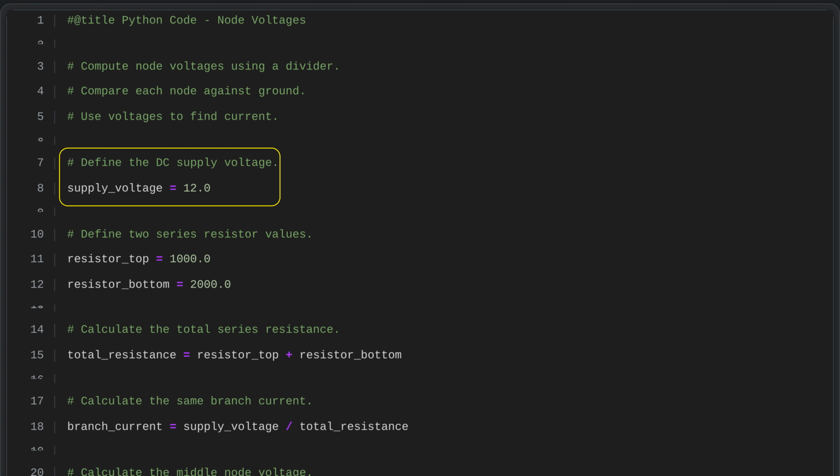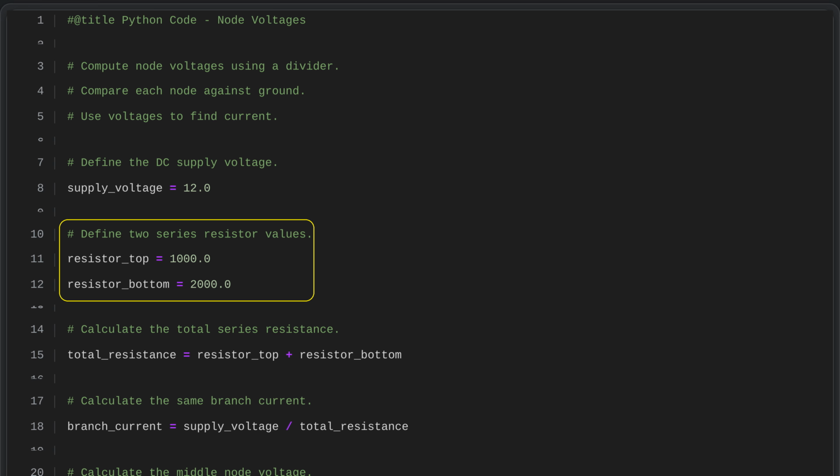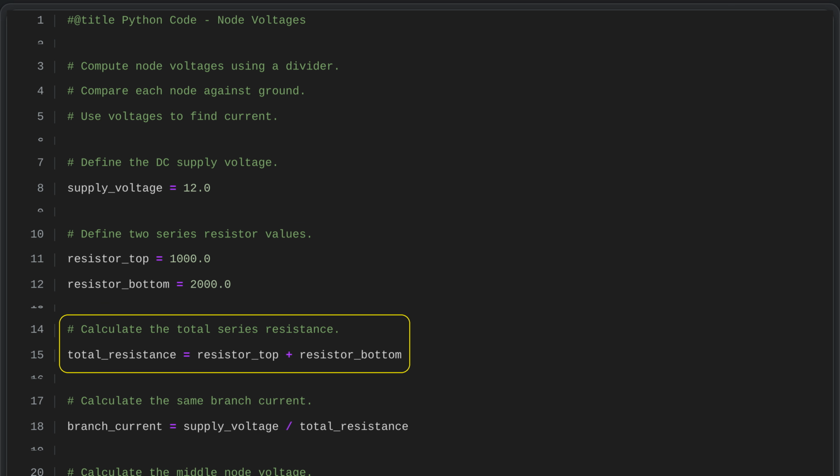and nodes. The circuit has two resistors in series, a top resistor of 1,000 ohms and a bottom resistor of 2,000 ohms. These values are used to find the total resistance and determine how the voltage is divided between them. In a series circuit, the total resistance is found by adding the resistances of the top and bottom resistors. This combined resistance shows how much opposition the current faces as it passes through both resistors, and it helps determine the circuit's current and voltage distribution.